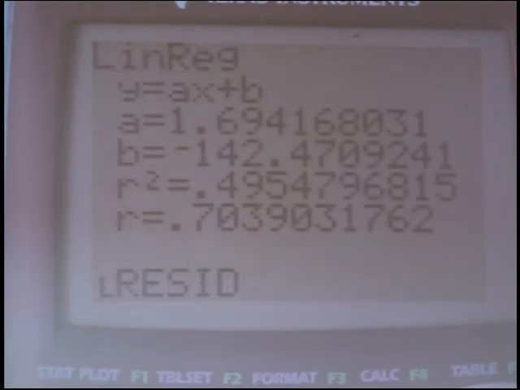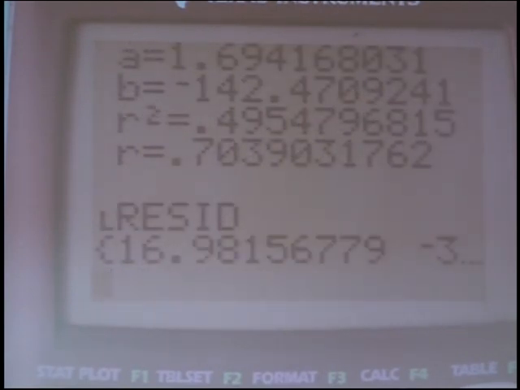Take that to your home screen, and there they are. You'll see that some of them are positive and some of them are negative. I'm just using my right and left arrow. Can you repeat that process again? Second stat, and then your residuals are going to be on that list somewhere. You bring those to your home screen.